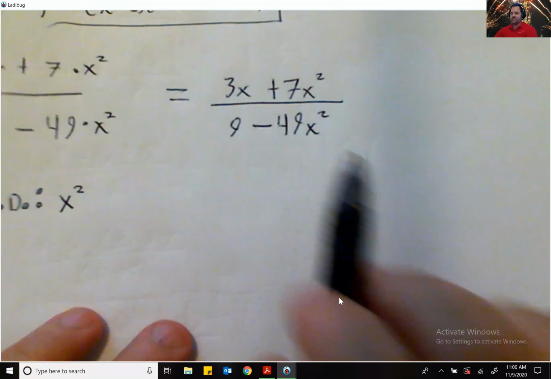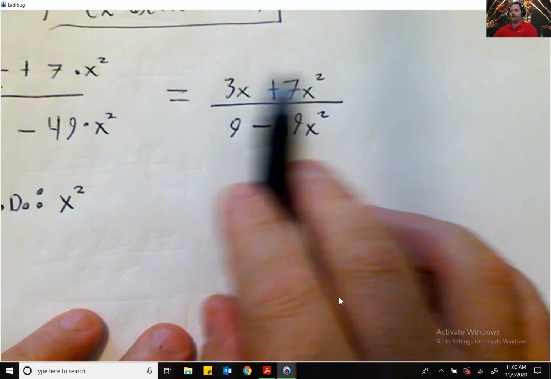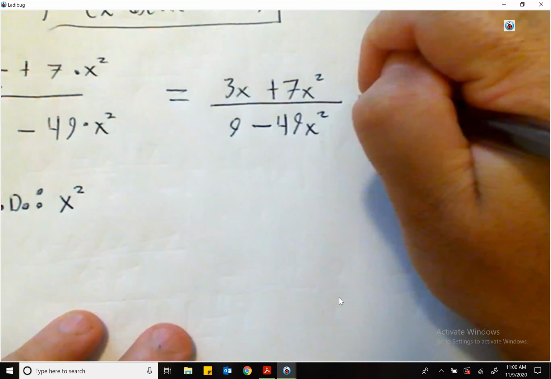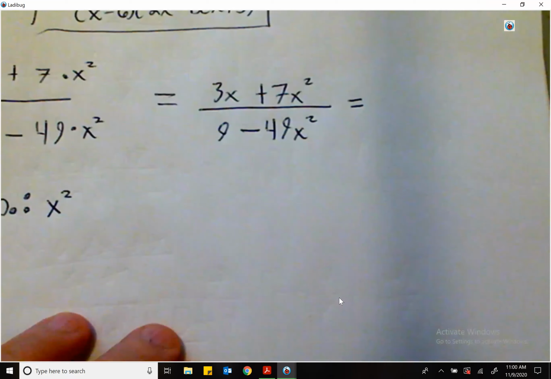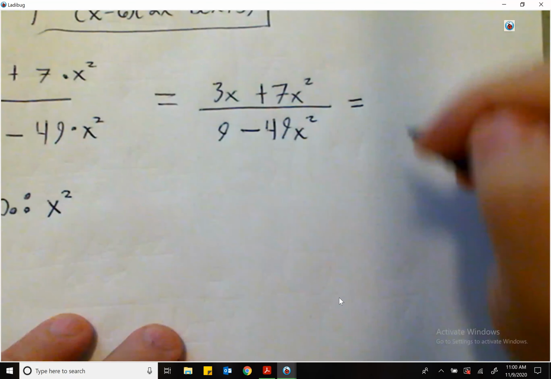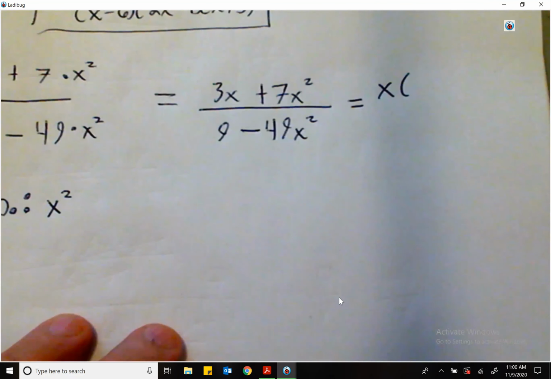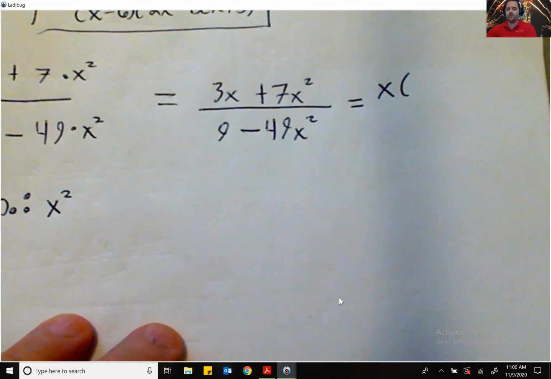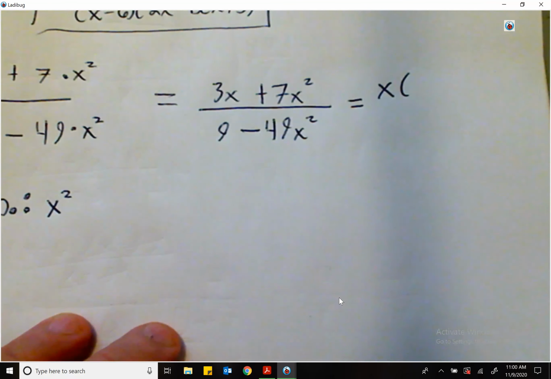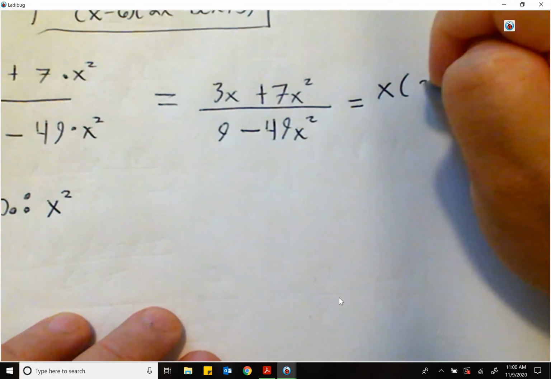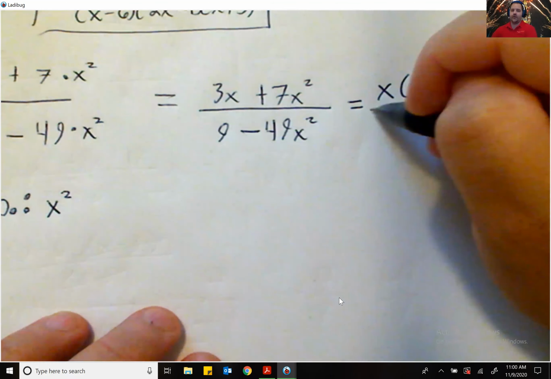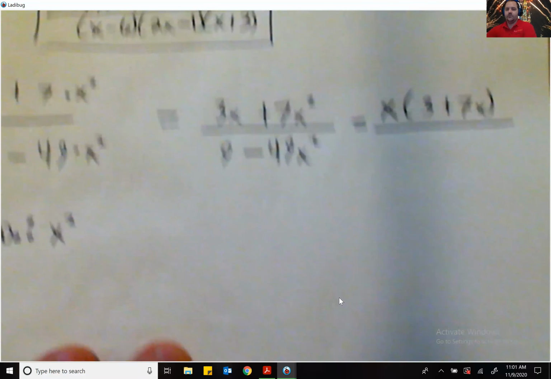So how does this numerator factor? x times 3 plus 7x. There you go. It's just a GCF up there. Pull out the x. Okay.